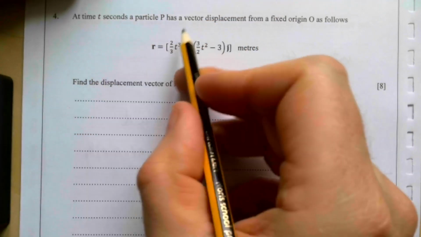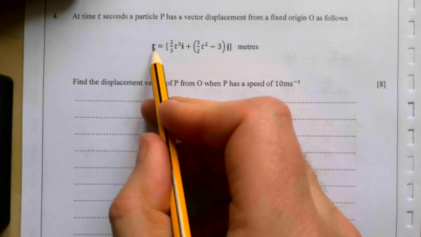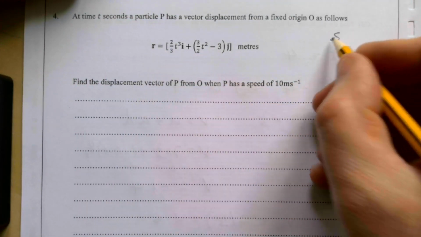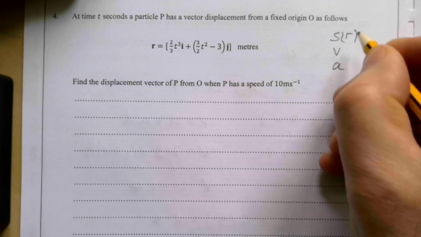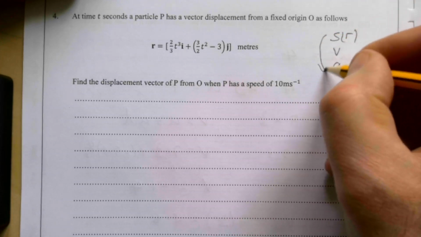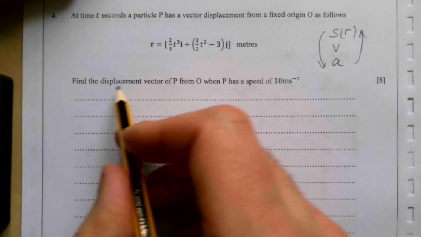So it's time t seconds. P is a vector displacement from a fixed origin as follows. R is quite often used instead of S, and hopefully we're familiar with S, V and A, and again we can take this in as our R. You differentiate to get from one to the other, and you integrate to get from there to there. So it says find the displacement vector.